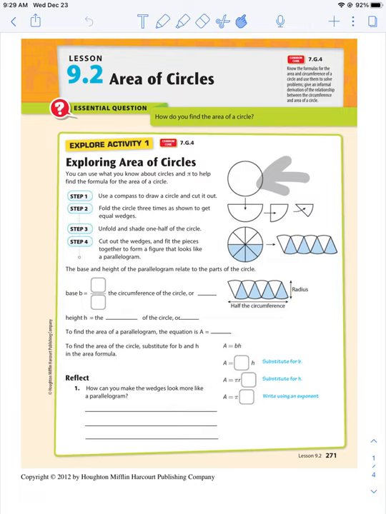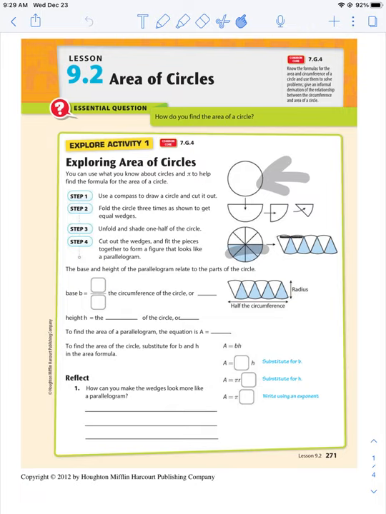Fold the circle 3 times as shown, and unfold and shade 1/2 of the circle. So we shaded 1/2, there we go. That's the blue, shaded 1/2. Cut out the wedges, fit the pieces together to form a figure that looks like a parallelogram.